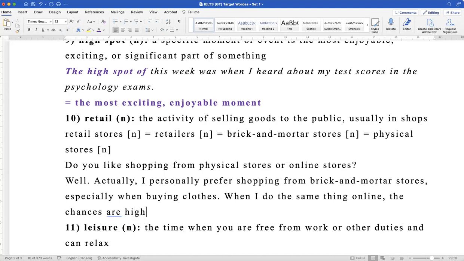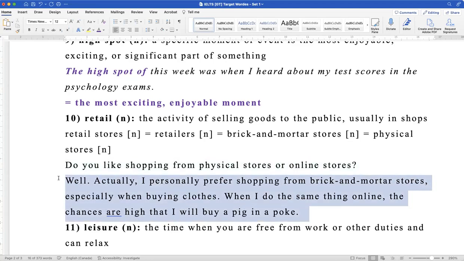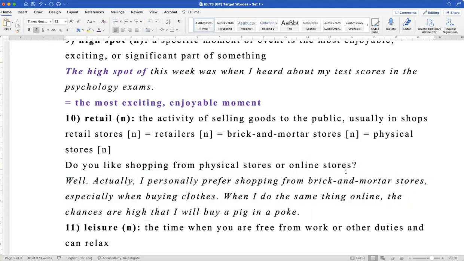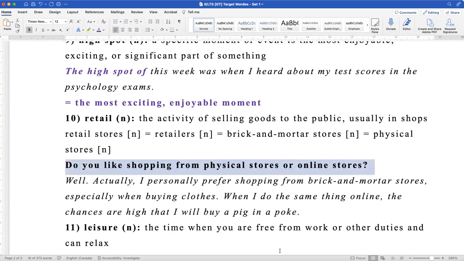Chances are high that I will buy a pig in a poke. Okay, so this is also an idiom, a pig in a poke.